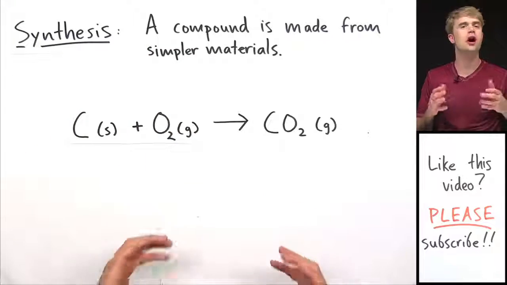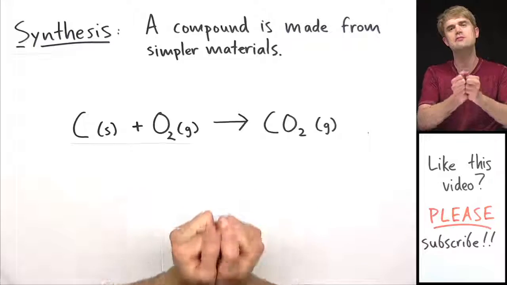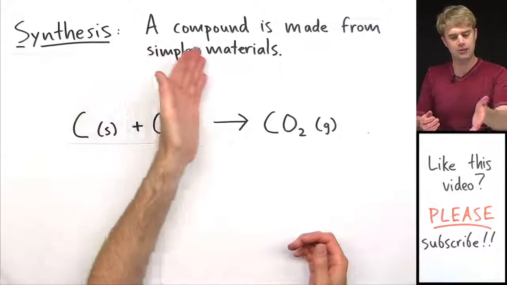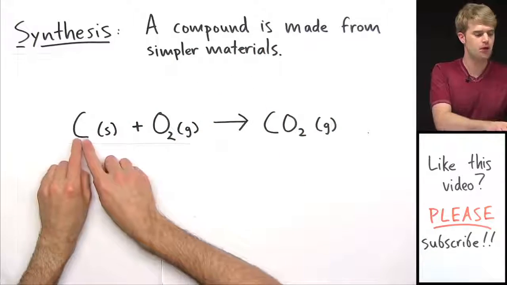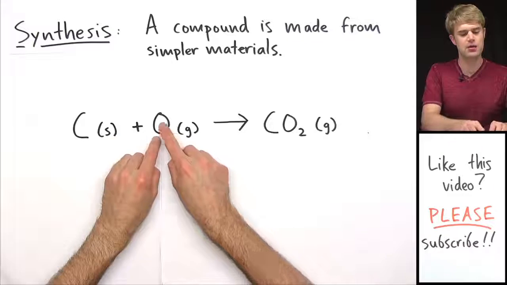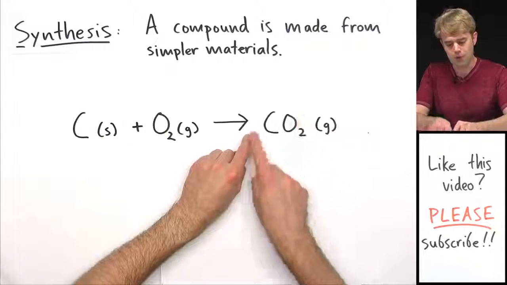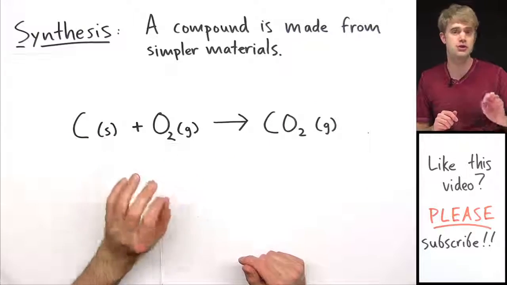These are sometimes called combination reactions. Now, synthesis is just a fancy word that means making, and that's exactly what happens in a synthesis reaction. A compound is made from simpler materials. Here's an example. Carbon comes together with oxygen gas to make carbon dioxide, CO2. What we make in this reaction is more complex than the 2 simple things that we start with.